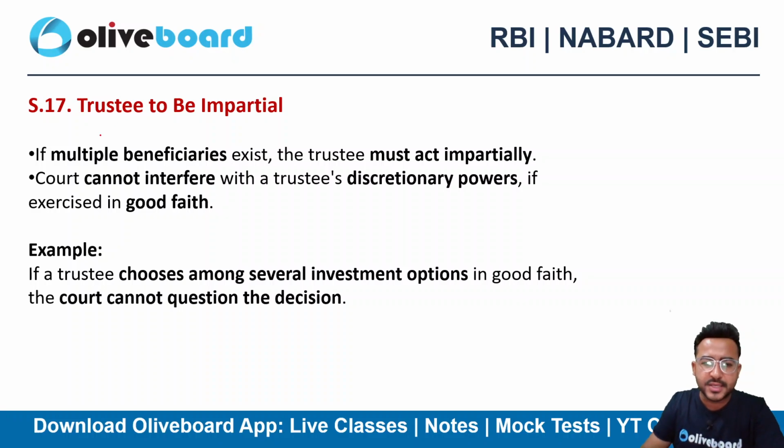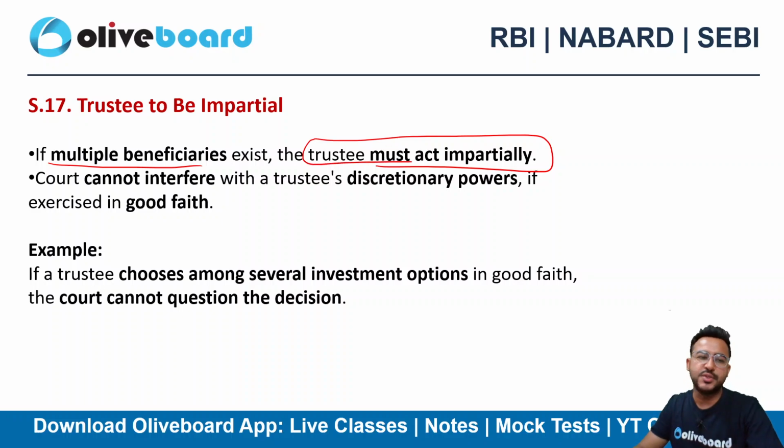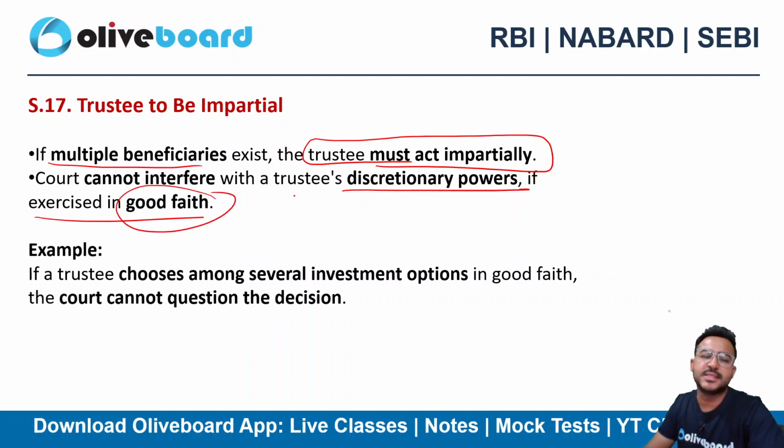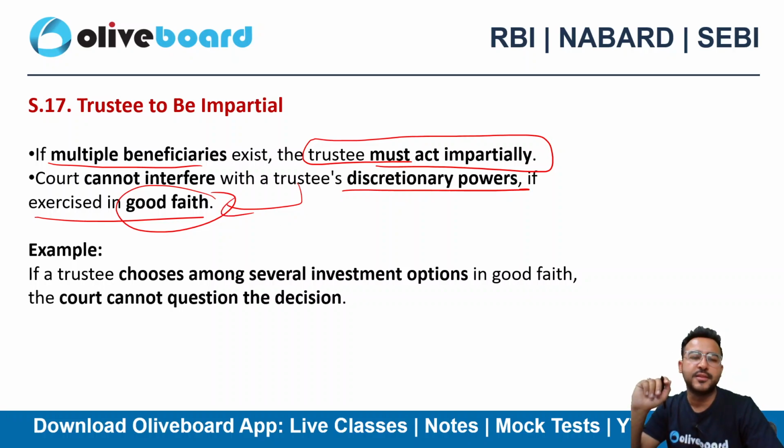Trustee to be impartial if multiple beneficiaries exist. बहुत सारे beneficiaries हैं, then the trustee must be impartial while performing his duties, right? There should not be any bias. Court cannot interfere with the trustee's discretionary powers if exercised in good faith. If the trustee is exercising everything in good faith, then even the court cannot intervene in the process. Okay.